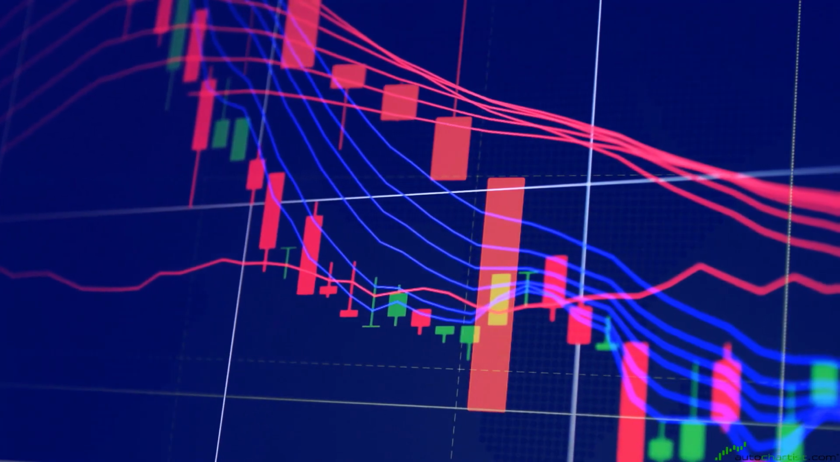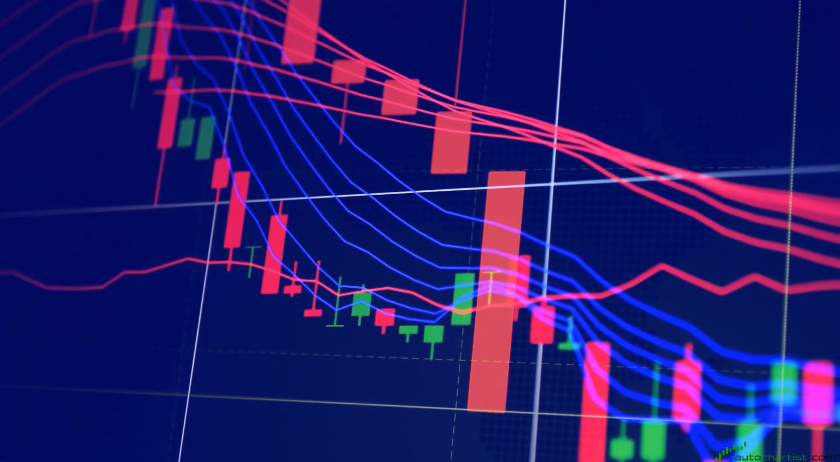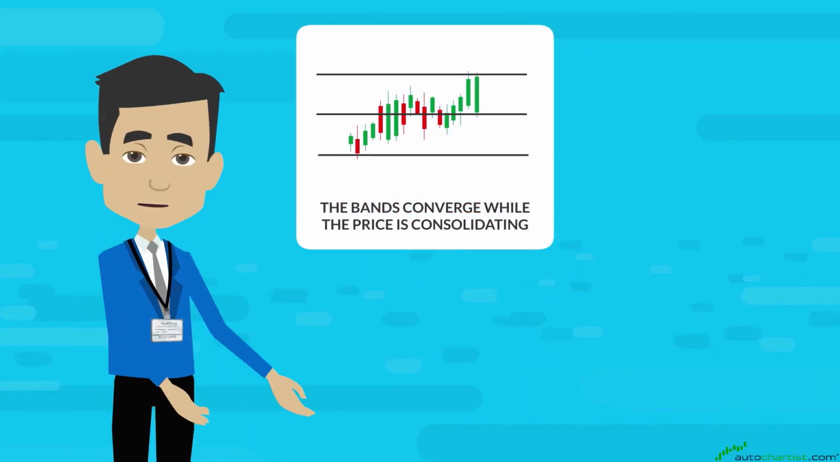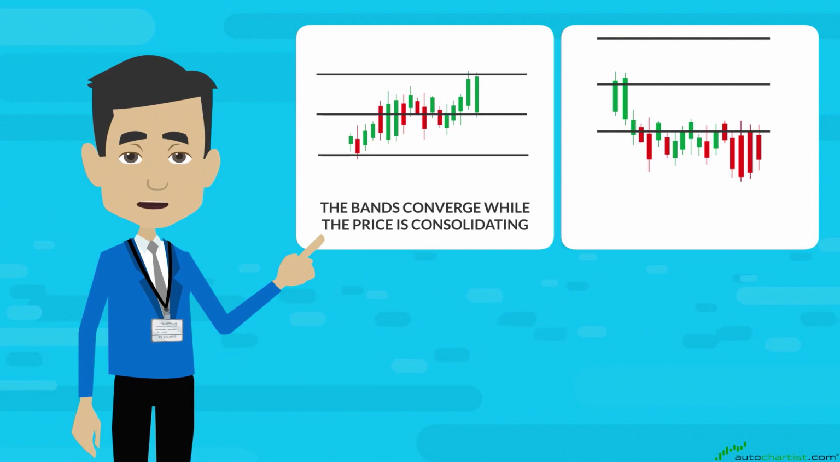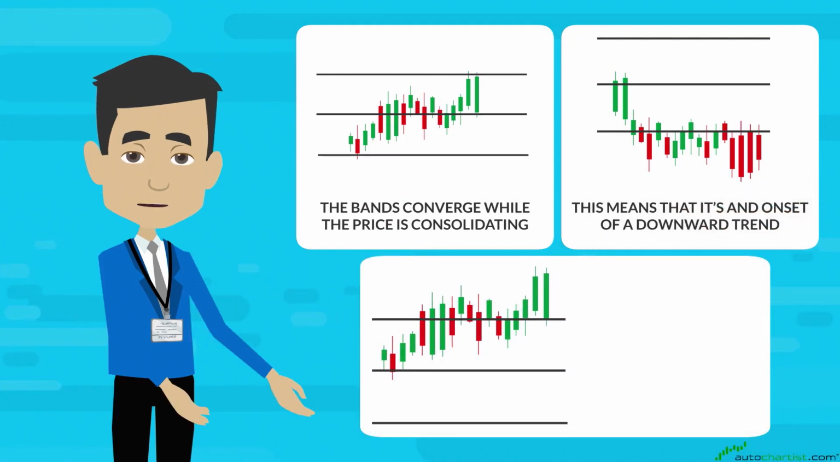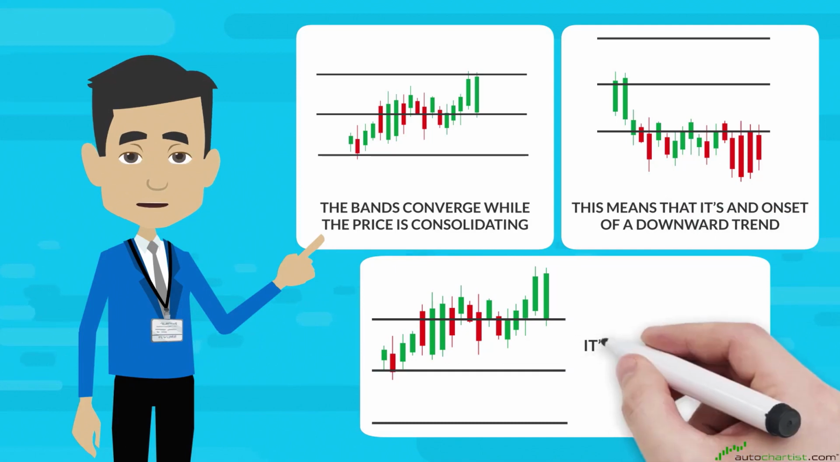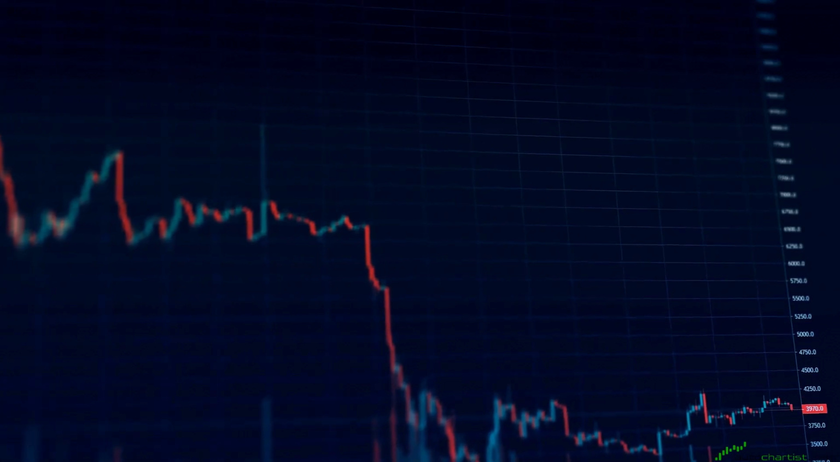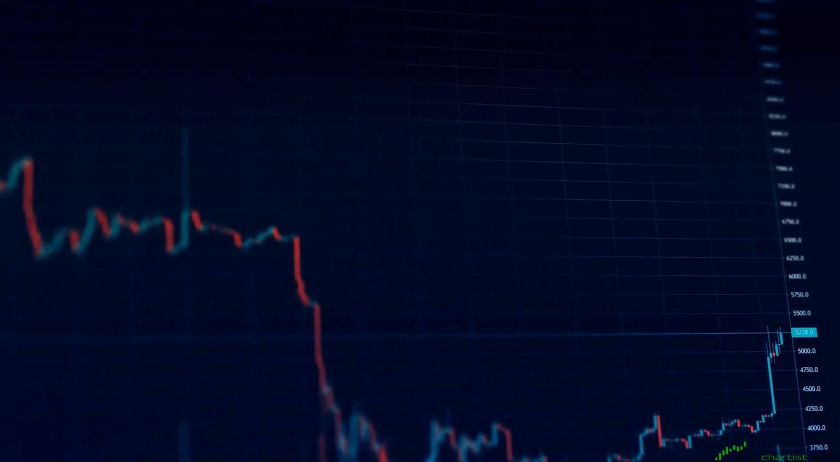The Bollinger squeeze is a sign that the price is maybe about to break out. The bands converge while the price is consolidating. If the price begins to break out beneath the lower band, this means that it's an onset of a downward trend. And if the price begins to break out above the higher band, then it's an onset of an upward trend. MACD. MACD is used to identify a possible market trend.